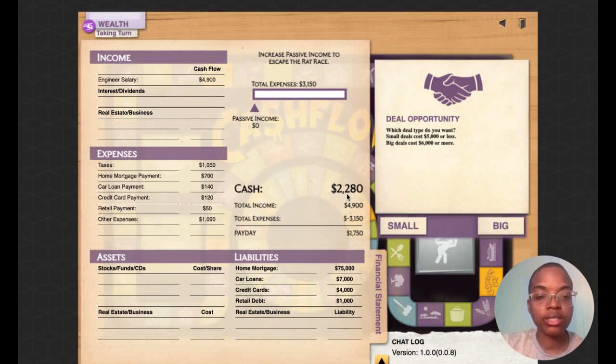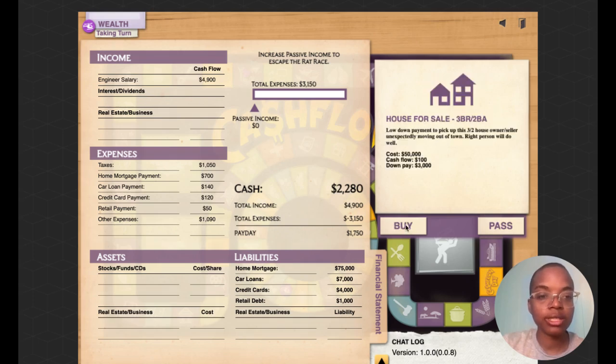And I'm at $2,280. I'm going to take a small deal because again it's under 5,000. Now this one's interesting. This one's a 3-bed, 2-bath. It's a low down payment to pick up this house.